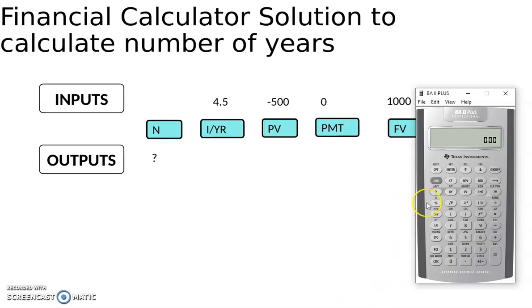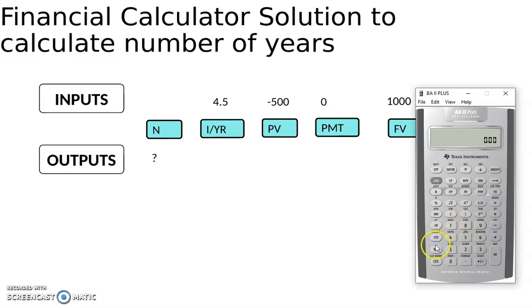I need to calculate N, or the number of time periods. I have details on I/Y, the interest rate, PV, the present value, PMT, which is taken to be 0 because we don't have any annuity, and the future value of $1,000.